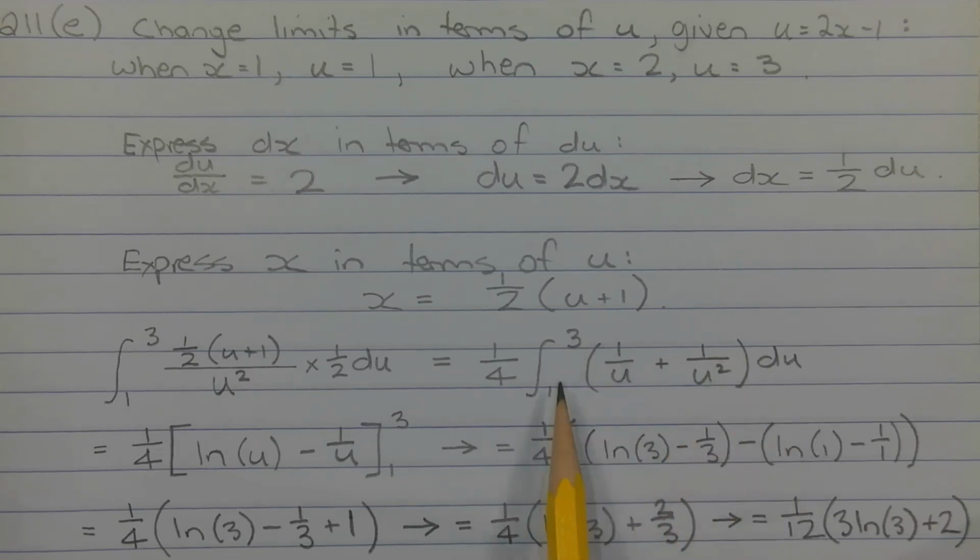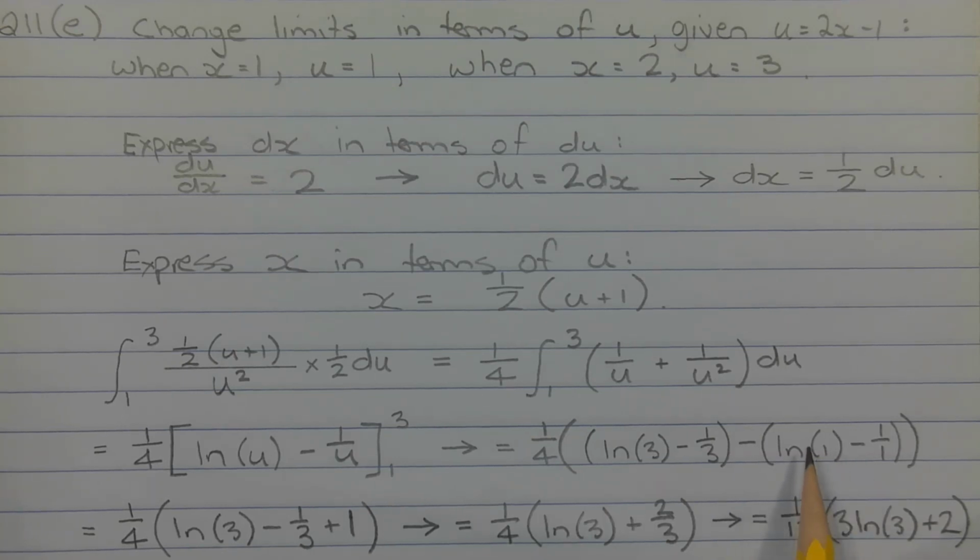So performing the integration, the integral of 1 over u is ln u, and the integral of 1 over u squared is negative 1 over u. The next step is to apply the limits of integration. So evaluating this expression here, we get 1 over 4 times ((ln 3 minus 1 over 3) minus (ln 1 minus 1 over 1)).